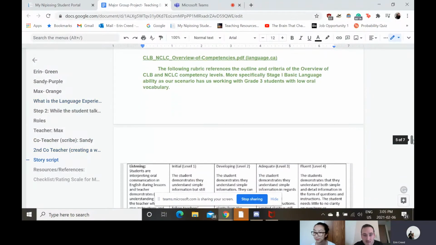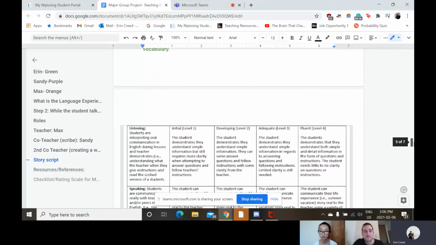Yep. Excellent. All right, so we made an assessment rubric, and based off this rubric, we looked at the CLB and NCLC overview of competencies for language. So this rubric references the outline and the criteria for the overview of CLB and NCLC competency levels. But more specifically, we looked at the stage 1 basic language ability, because our scenario has us working with a grade 3 student who has a low oral vocabulary, so we're not looking at someone who's been developing their skills. We're looking at someone who is typically at the basics.